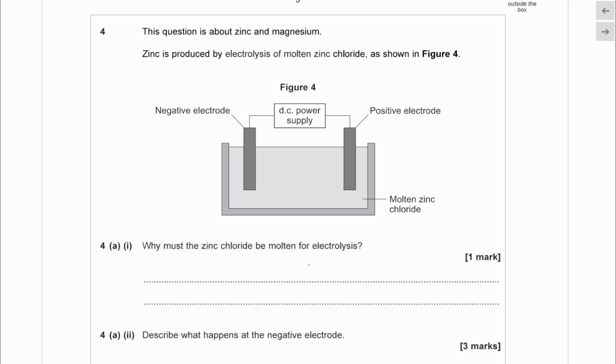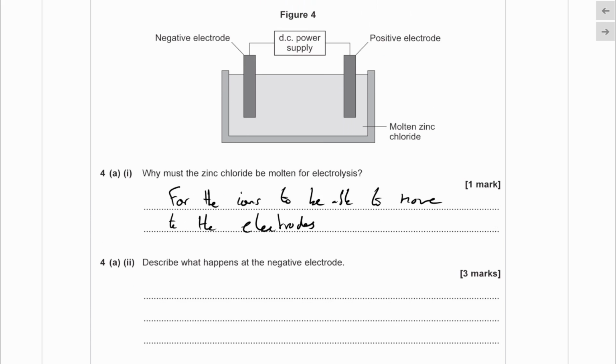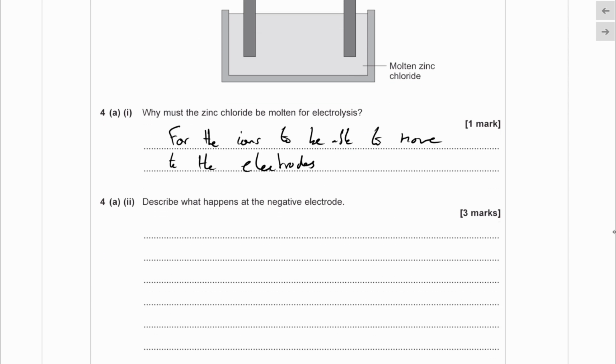Now, zinc chloride is an ionic substance, and you should know that ionic substances only conduct electricity when they're either molten or they're aqueous. And so what we need to happen is we need the ions to move to their corresponding electrodes. All right, so we're going to say for the ions to be able to move to the electrodes. Just saying so that the ions can move would be enough. Saying that they can carry charge would also be enough. That's only a 1 mark question, so that is fine.